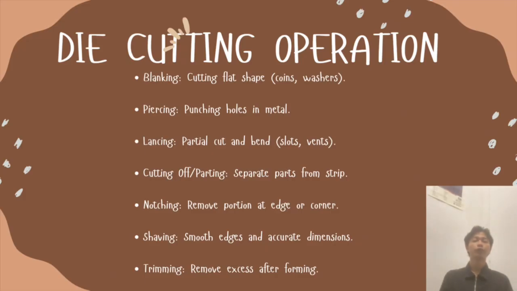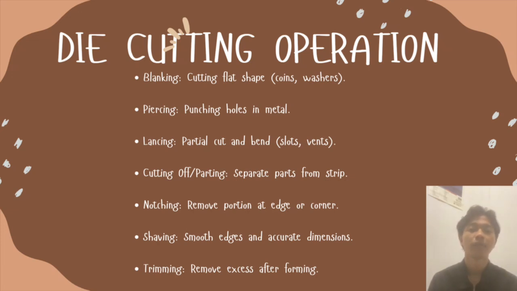So now we move to die cutting operations. There are several die cutting operations involved in the tool and die process. Blanking is used to cut flat shapes like coins or washers. Piercing involves punching holes into the metal. Lancing allows partial cutting and bending, such as making ventilation slots. Cutting off or parting is used to separate parts from a strip.